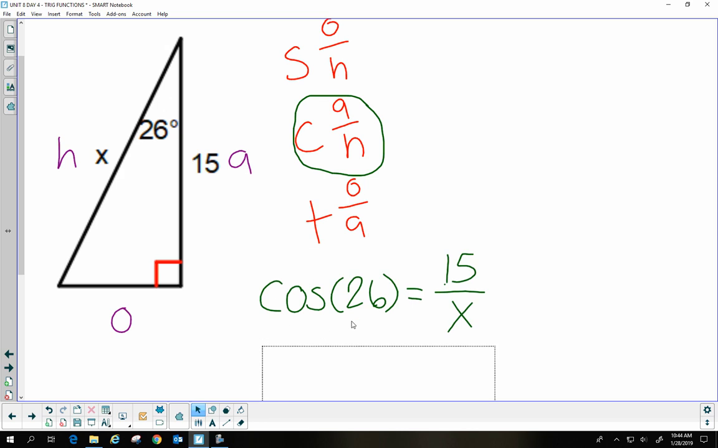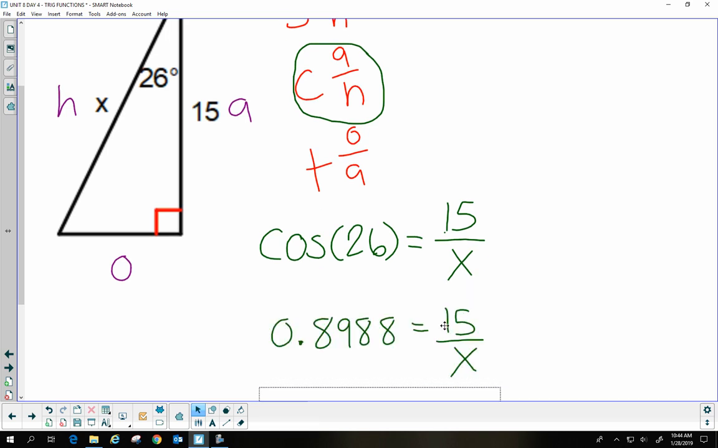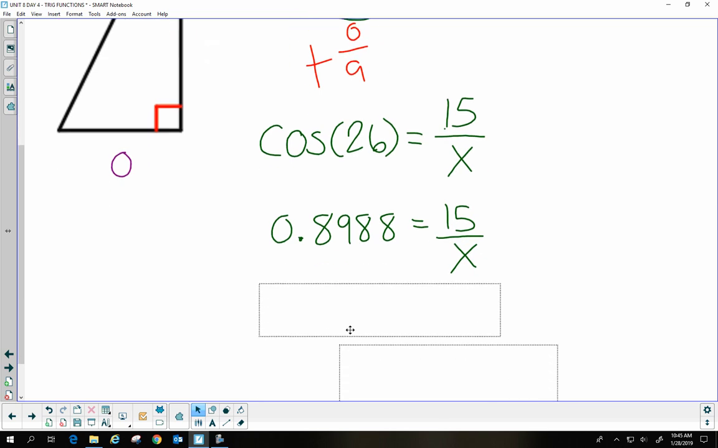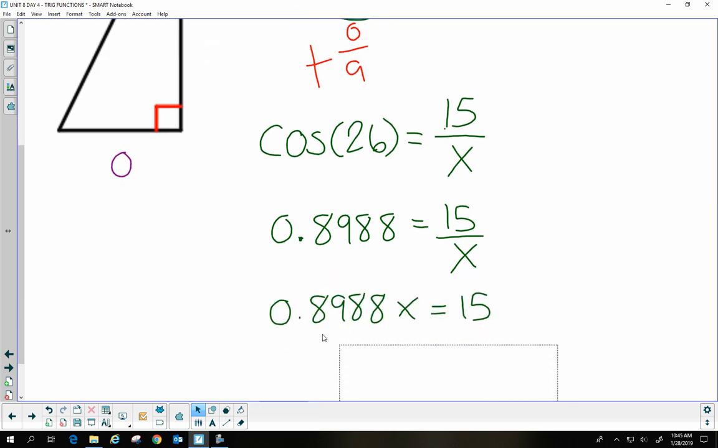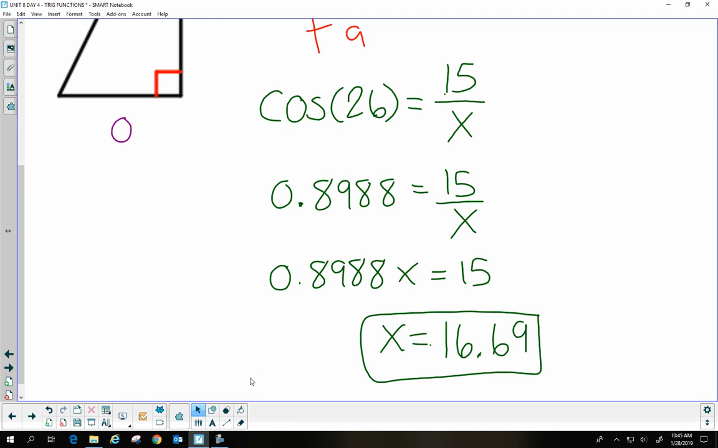So I'll say that the cosine of my angle 26 is equal to the adjacent 15 divided by the hypotenuse x. Plug cosine 26 into my calculator to get that decimal. And I'll solve for x. And I'll find out that that side, or that leg, is 16.69 long.